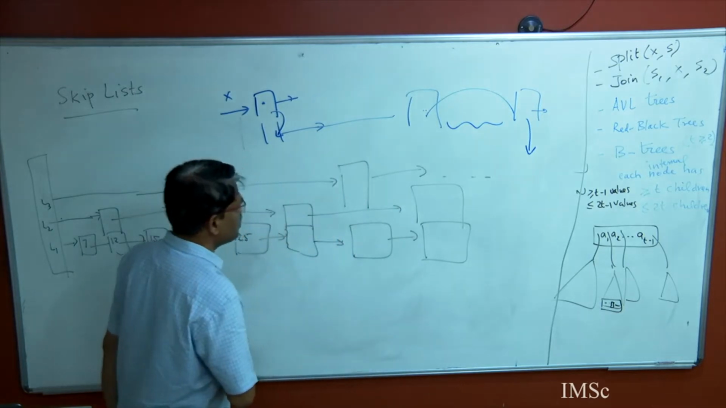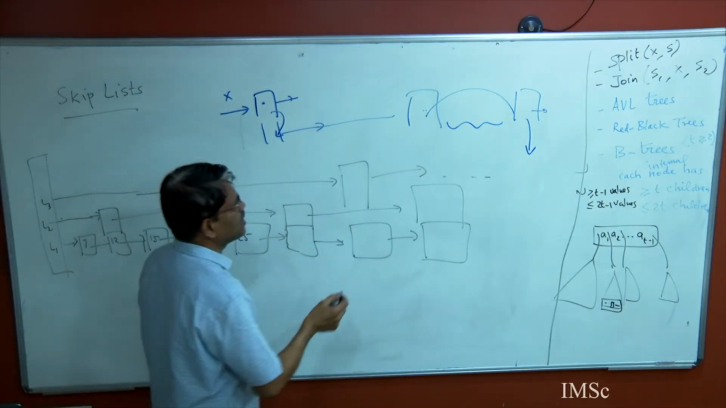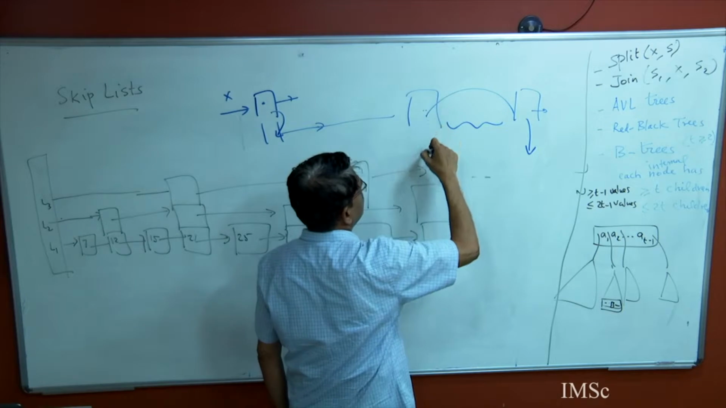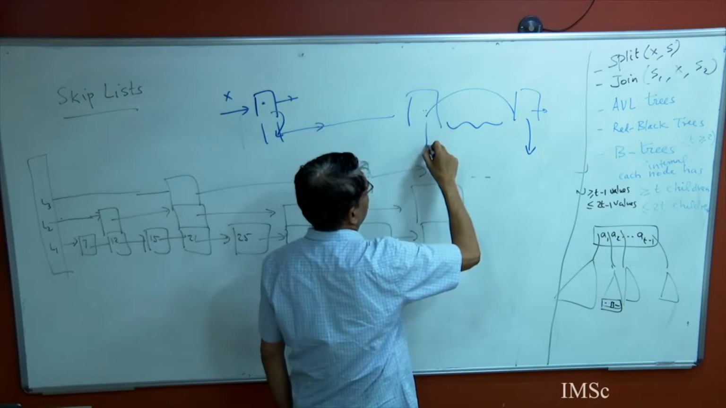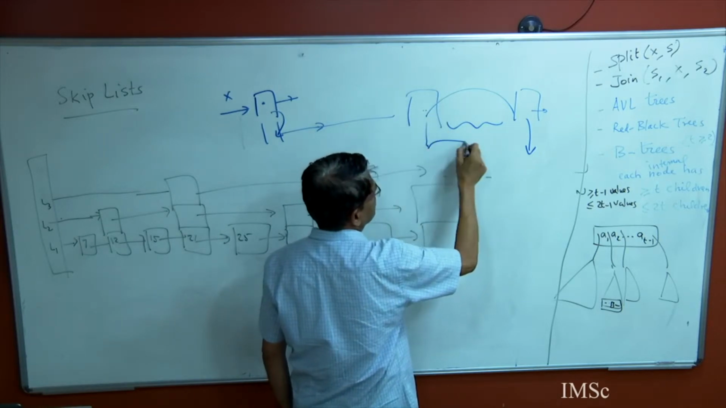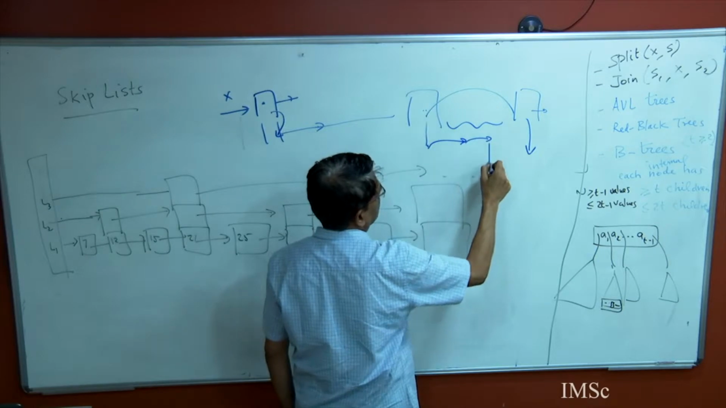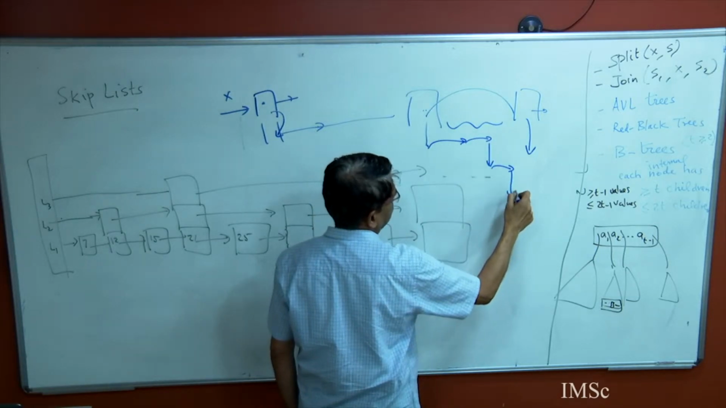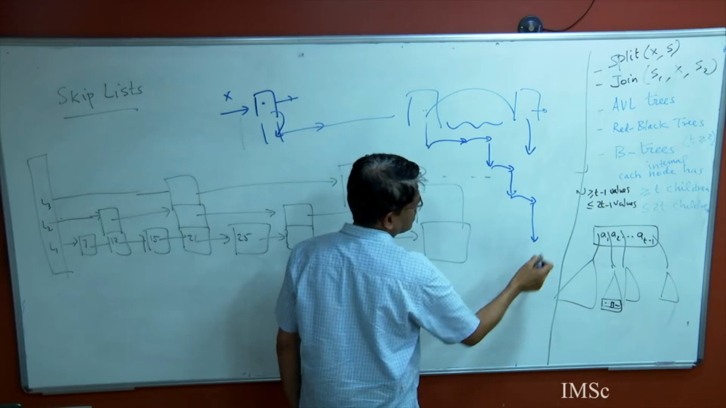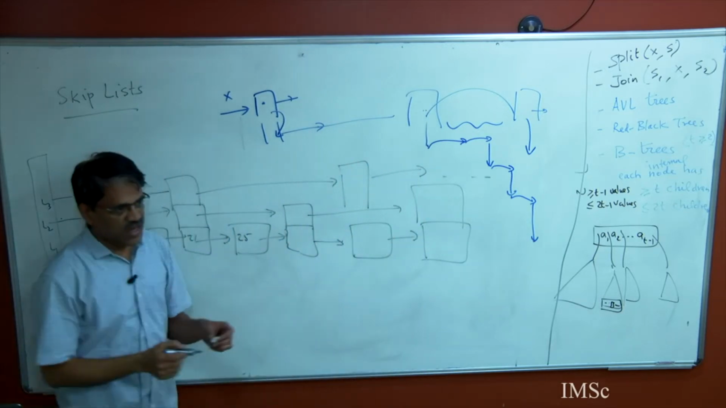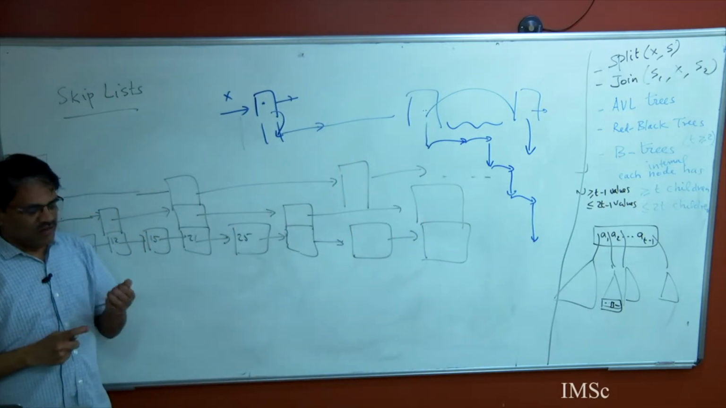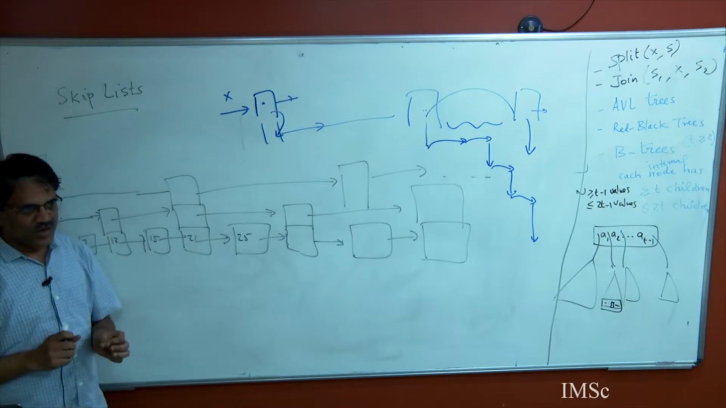Maybe I should have the previous pointer. Not necessarily. I'll go down to the next element in the previous list, like this. So the search will go like this. Finally, every element is in the last list, so you can convince yourself that it's going to be log n time.